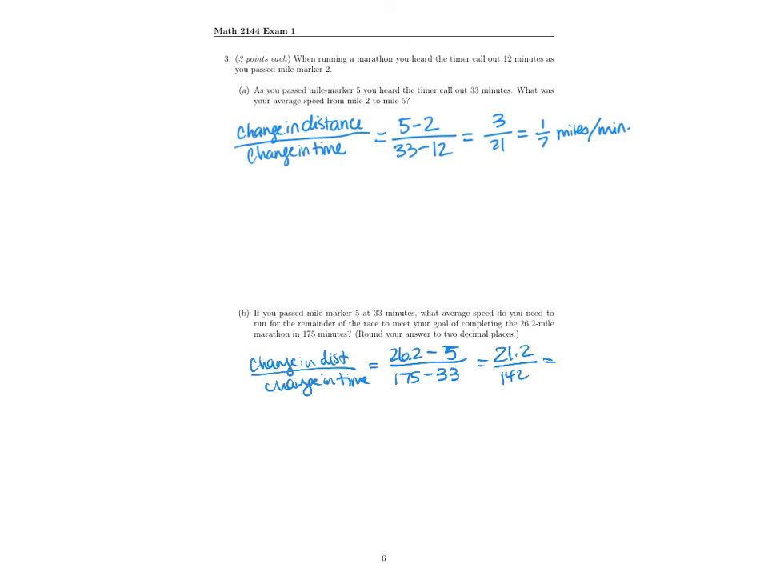So I get 0.1492 miles per minute. For comparison, let's look at that 1/7 in fraction form, which is approximately 0.1428 miles per minute. And so we're going to have to pick up our pace a little bit to meet our goal.